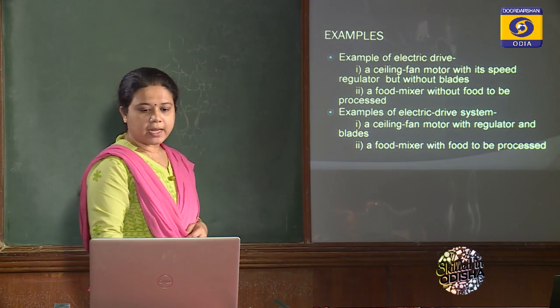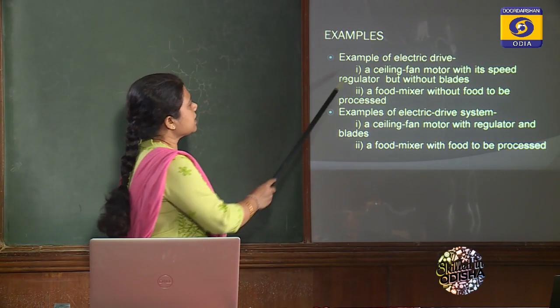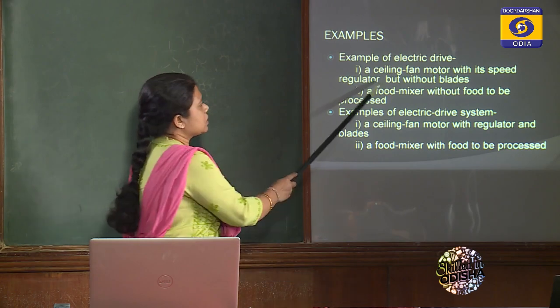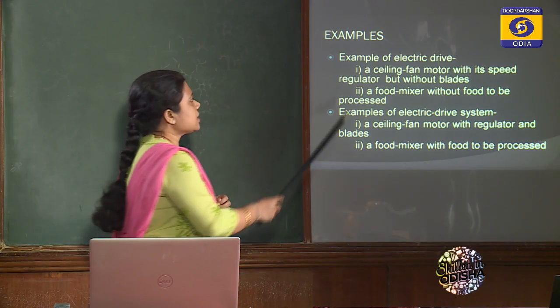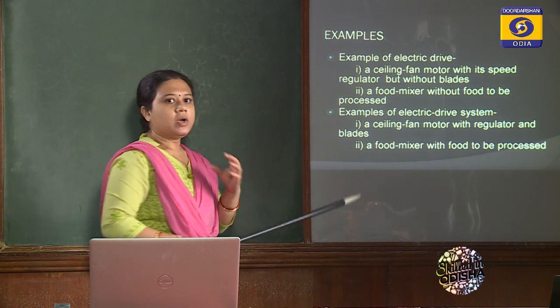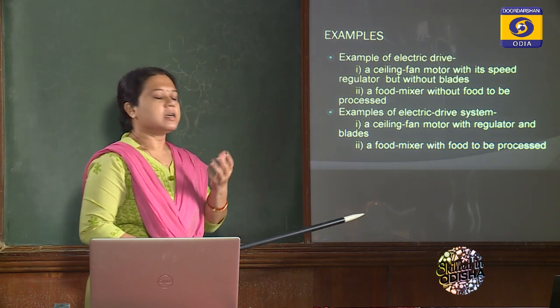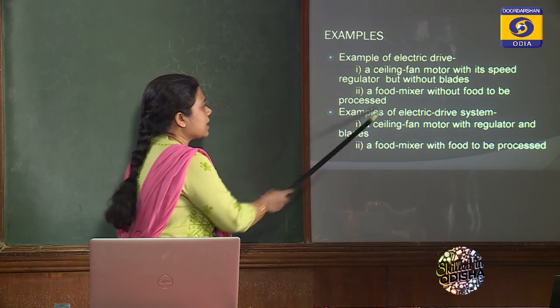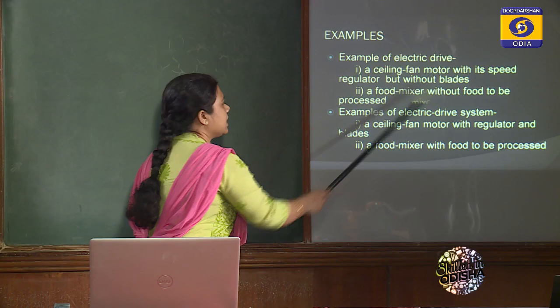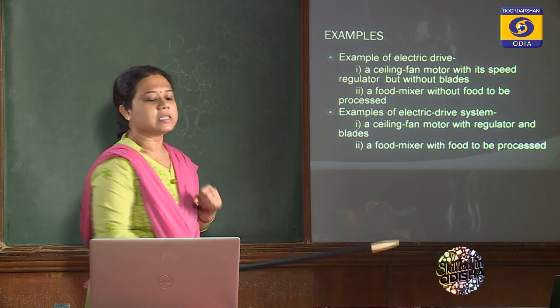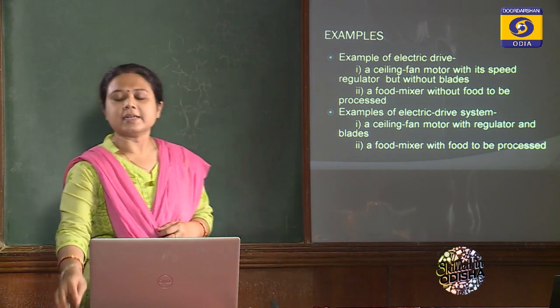So we can take one example. You can see the example of electric drive. A ceiling fan motor with its speed regulator but without blade. Okay, one fan can run without blade. So that is one drive. That means only that motor will run. But if we connect the blades, that means a ceiling fan with motor, regulator and blades, then that combined system will be called as electrical drive system.